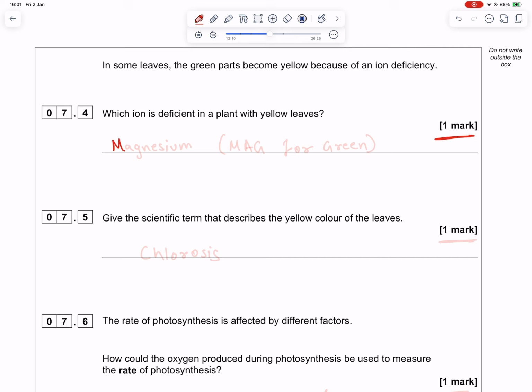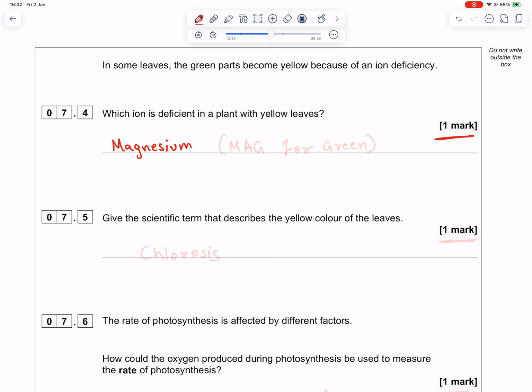The correct answer here is magnesium. Now, this is a factual recall question. You need to remember this. Magnesium is needed to make chlorophyll. Without magnesium, less chlorophyll is produced, causing the leaves to turn yellow.